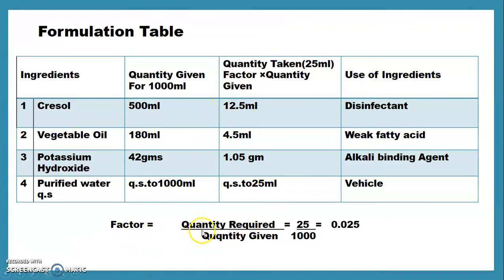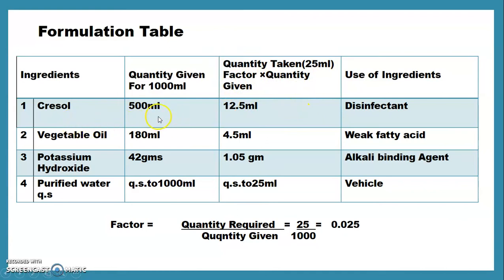Factor can be calculated by quantity required upon quantity given. Our quantity required is only 25 ml and quantity given is 1000. So we get the factor as 0.025. This factor is used for making our quantity taken: factor into quantity given. We multiply the factor to our quantity given and we ultimately get the quantities for our 25 ml preparation.